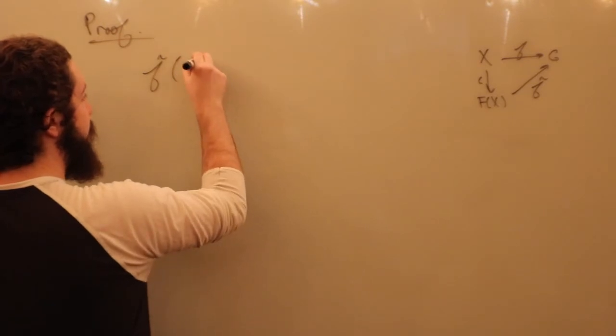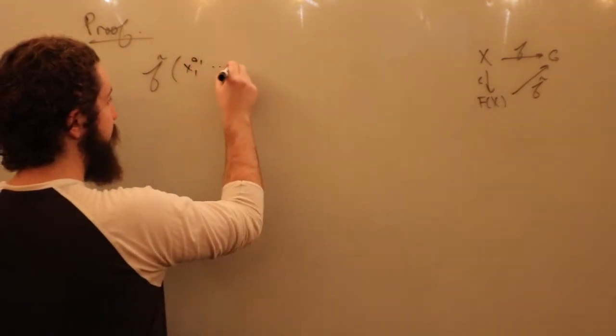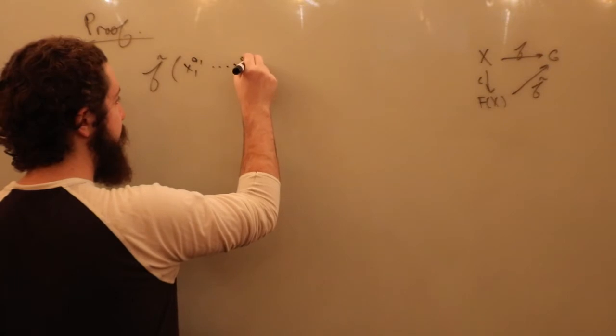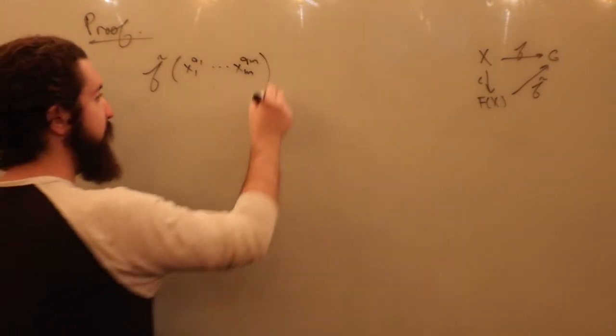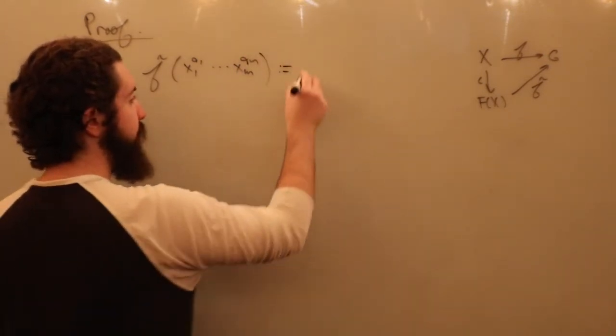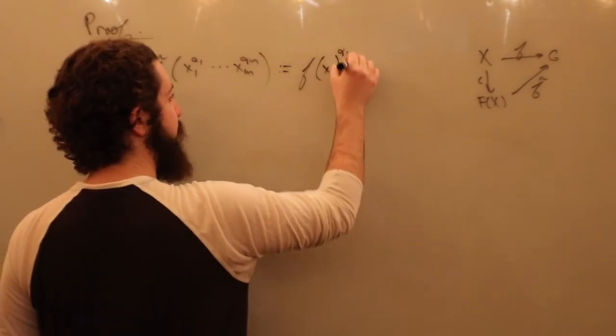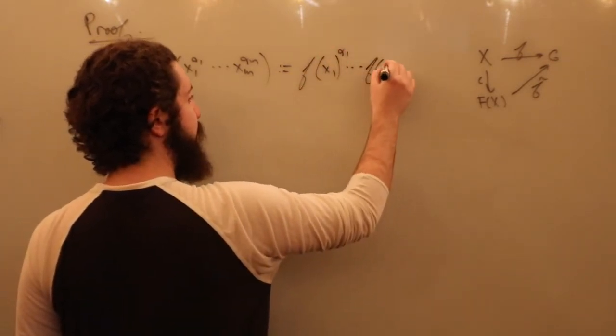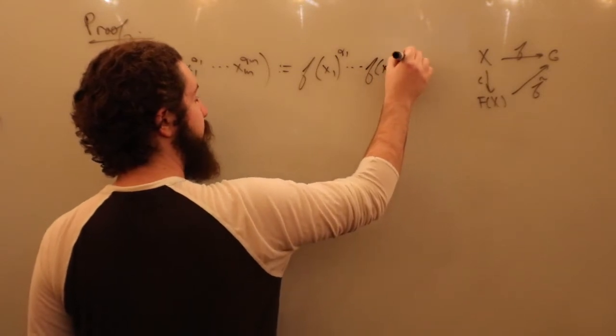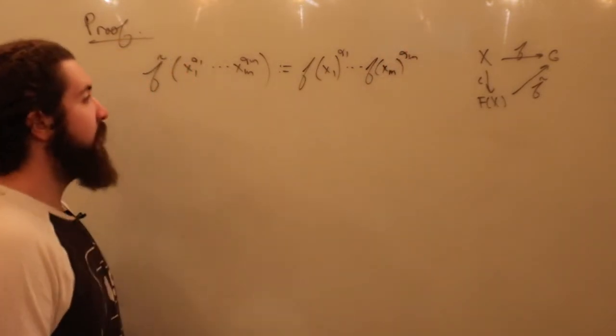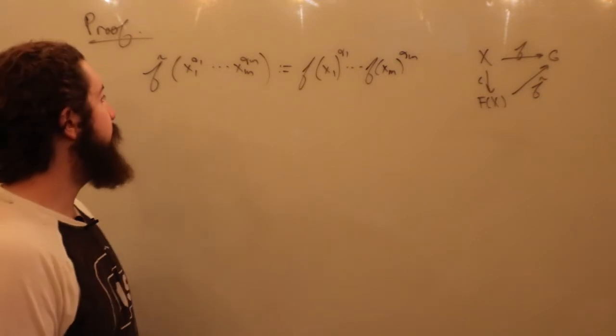Any word can be written, right, as x1 to the alpha 1 all the way up to xm to the alpha m. So we're going to define this map to be f of x1 to the alpha 1 all the way up to f of xm to the alpha m. And remember what I said about keeping these straight, right?